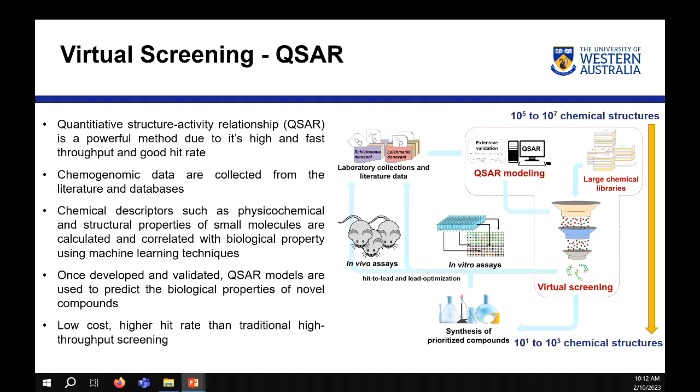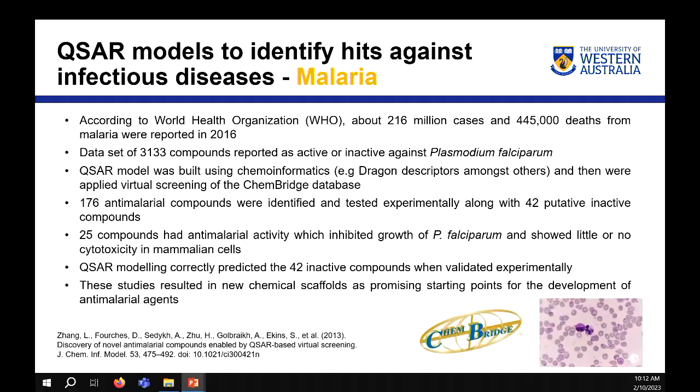The advantage of QSAR is that it's low cost. You potentially get a higher hit rate than traditional high throughput screening because obviously you're starting with a much larger chemical library.